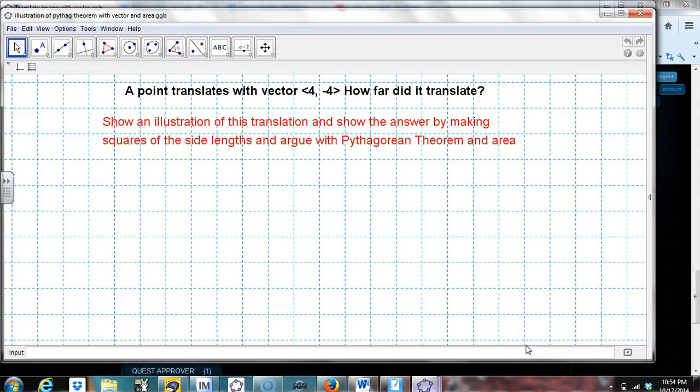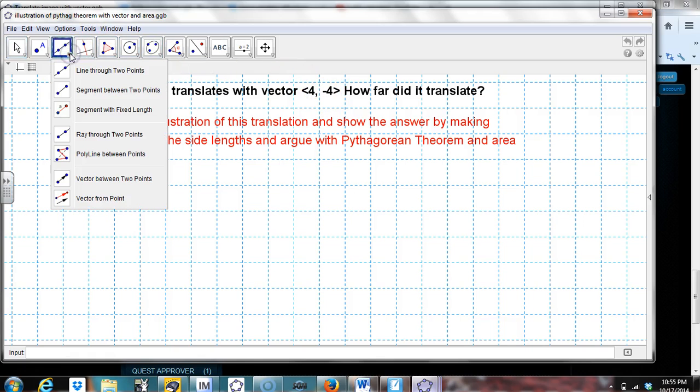Okay, and then last question, question number 10. A point translates with vector 4, -4. How far did it translate? Show an illustration of this translation and show the answer by making squares of the side lengths and argue with Pythagorean theorem and area. So I just wanted you to focus on area. A point translates with vector 4, -4.